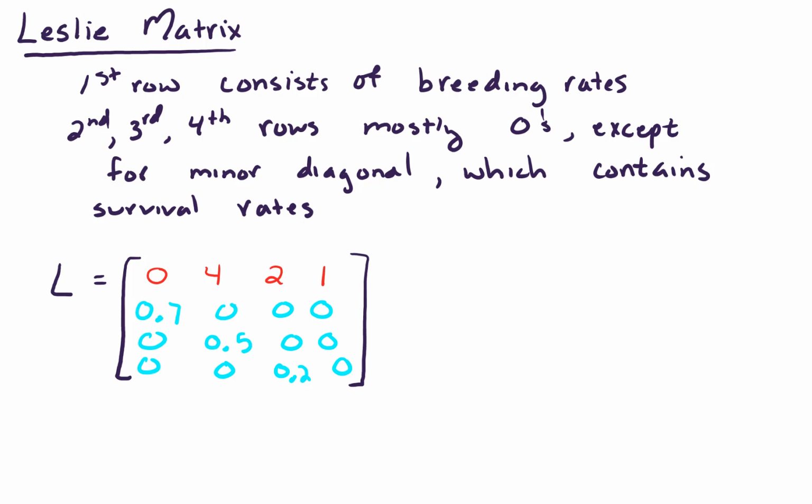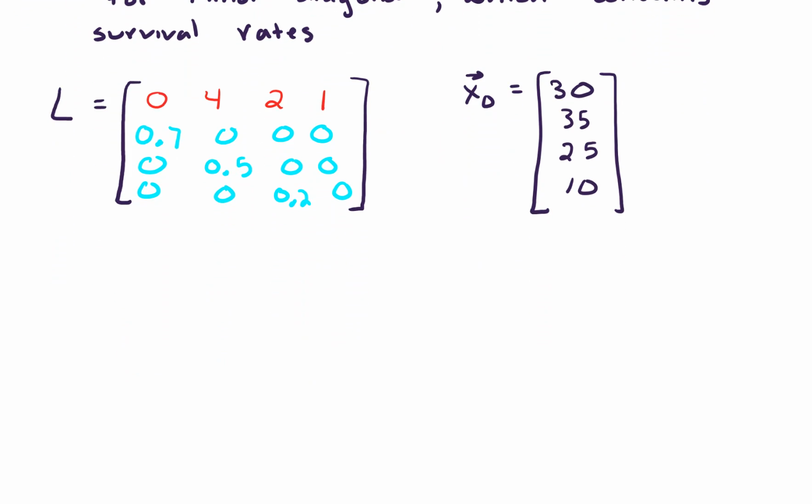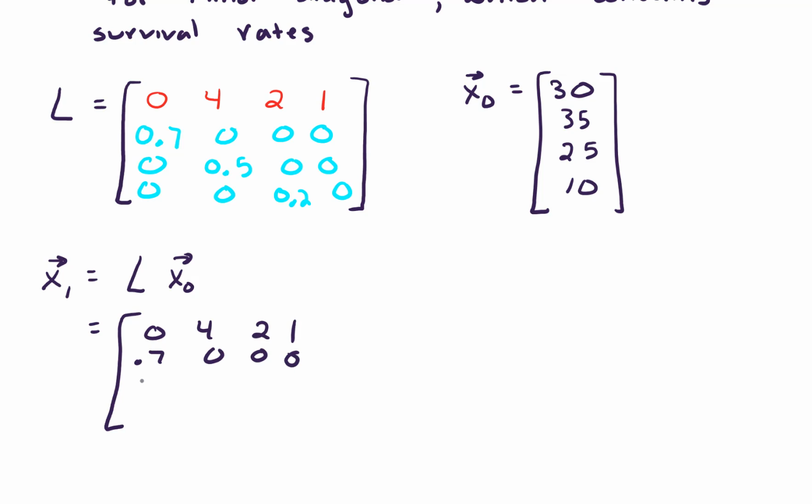We also were given a set of initial conditions, and the initial conditions for this problem looked like 30, 35, 25, and 10. And so if we work through this computation, what do we notice? We notice that the number of beetles in each of the age classes in the next time step is given by L times x naught. So let's write that down. It's our Leslie matrix, 0, 4, 2, 1, and a 0.7, a 0.5, and then our 0.2 for the breeding rates, times our initial conditions.